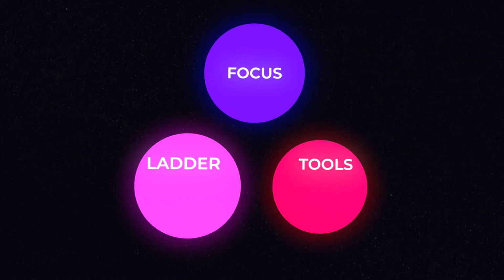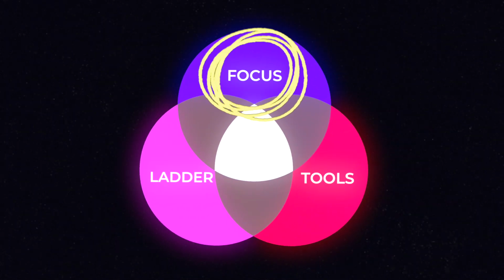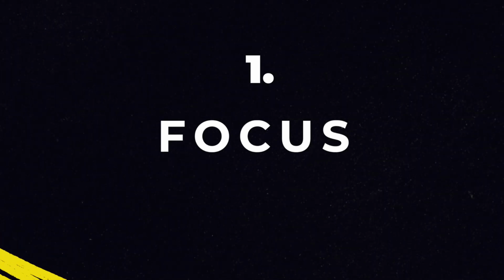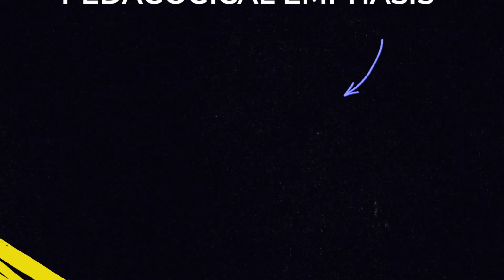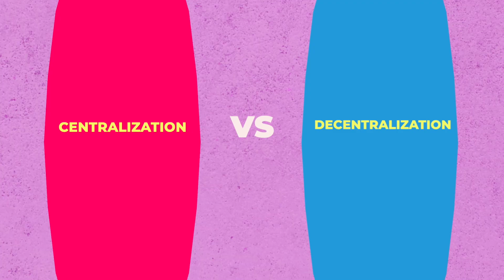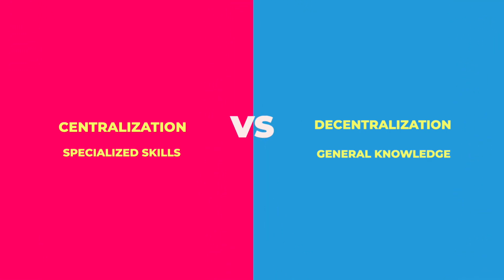Then, what exactly are the common things that we share in these systems? So we narrowed them down into three criteria: focus, ladder, and tools. Both the blue and the red systems have developed a similar concept in these criteria. So focus, we're talking about pedagogical emphasis or values they highlight for schools and students. Discussions about centralization or decentralization of education, general knowledge versus specialized skills, all fall into this criteria.